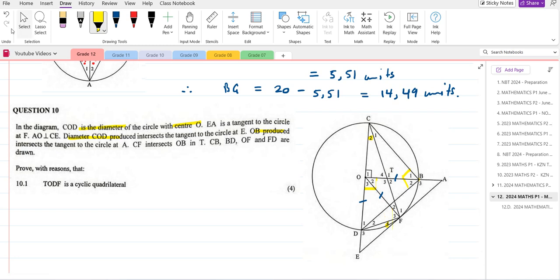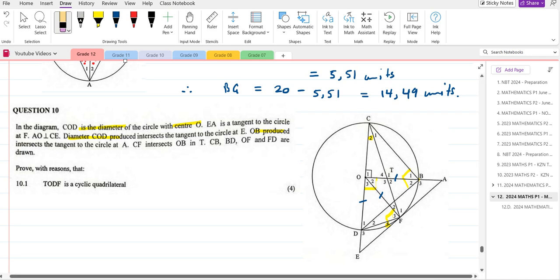Right, so we got opposite angles supplementary. So we got this to be 90 as well. Just F3, F4 is 90. Is it just F3, F4? TODF. Yes, we want to prove that TODF is a cyclic quadrilateral. So how can we prove that? We're not getting 90 degrees opposite here. Are we missing any information?